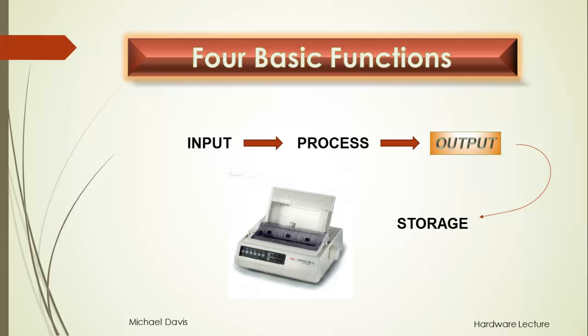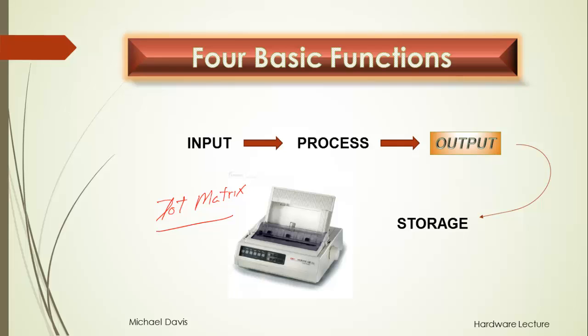Oh, this is an old job right here. This is called a dot matrix printer. A dot matrix printer makes the characters by firing pins through a ribbon and hitting a piece of paper, and it makes the characters out of dots, thus the name dot matrix printer.